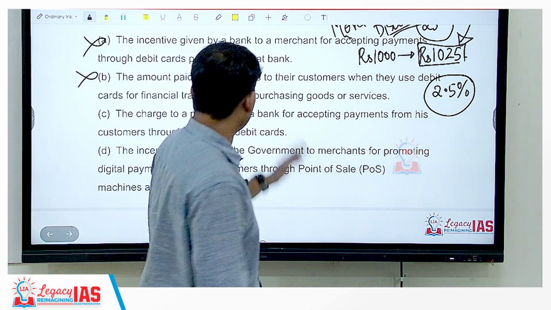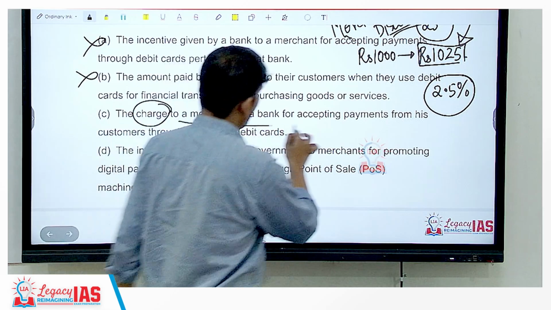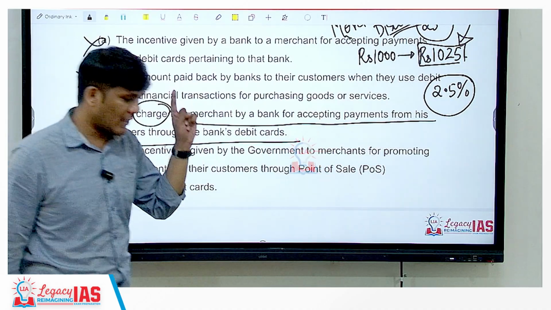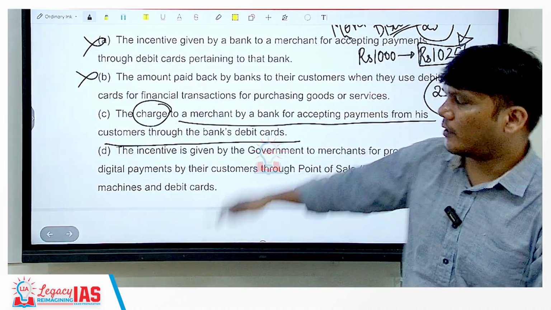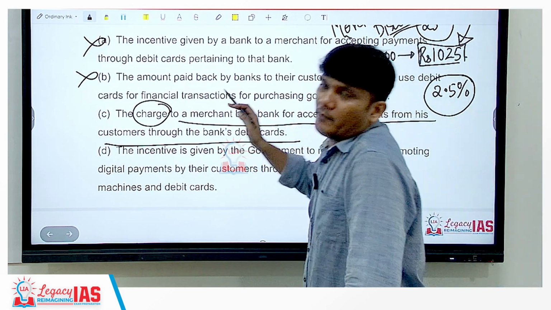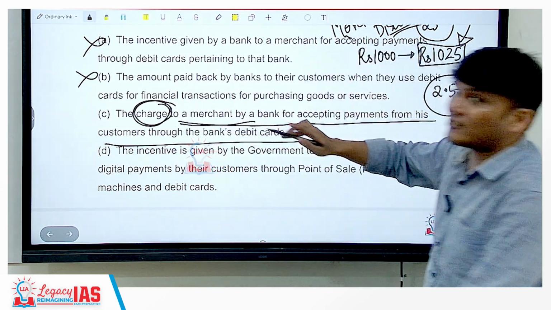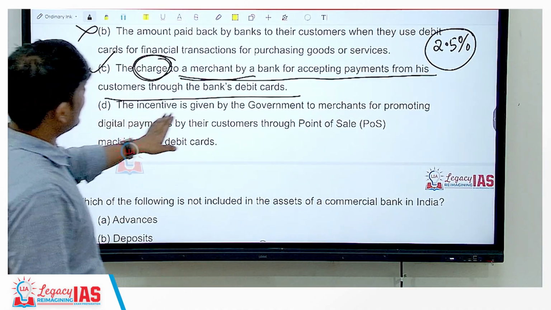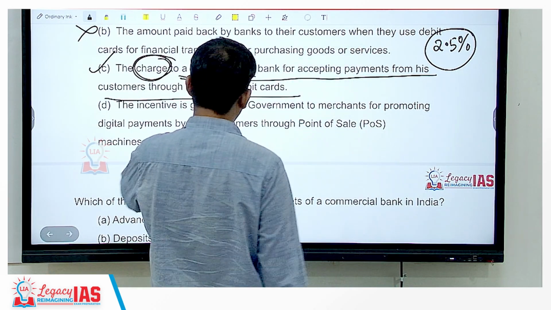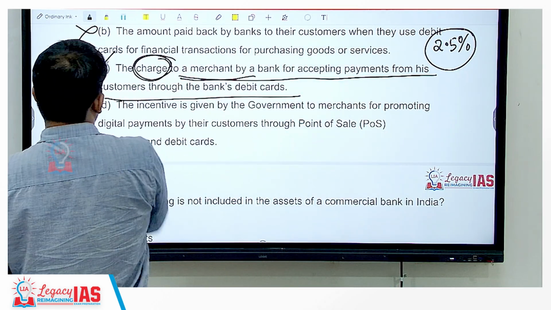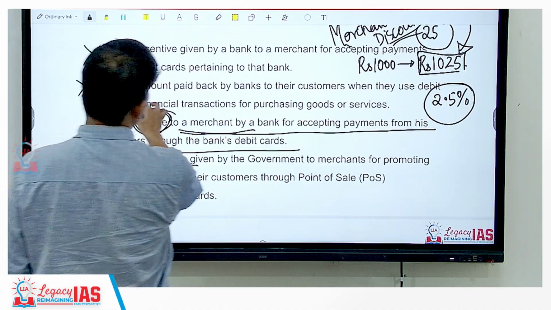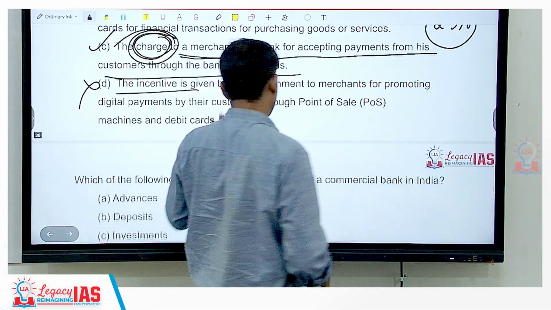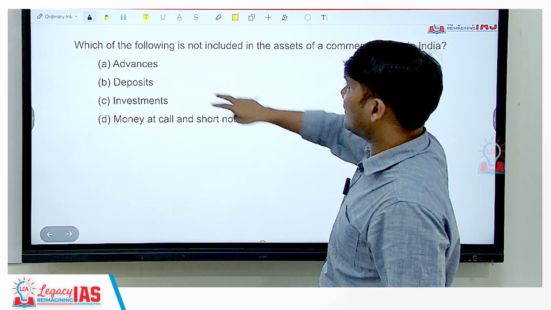The charge to a merchant, yes. The charge to a merchant by a bank for accepting payments from his customers through the bank's debit card. Since the merchant has accepted the payment from the customer through the bank's debit card, that merchant would be charged. Remember, the merchant is getting charged, but the merchant is transferring that charge onto the customer. This is the correct option, but let us see the last one. Incentive is given by the government to merchants for promoting digital payments by their customers through point of sale machines and debit cards. No. So it is neither an incentive, nor the amount that is paid back. It is rather a fee that is charged, which is your merchant discount. I think this is a repeat question.